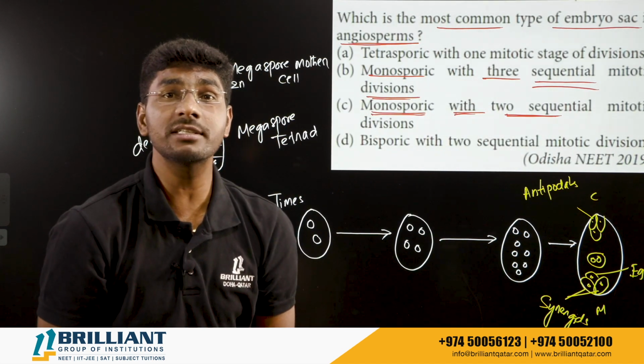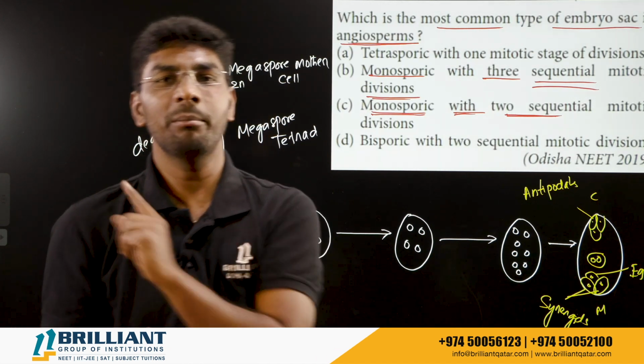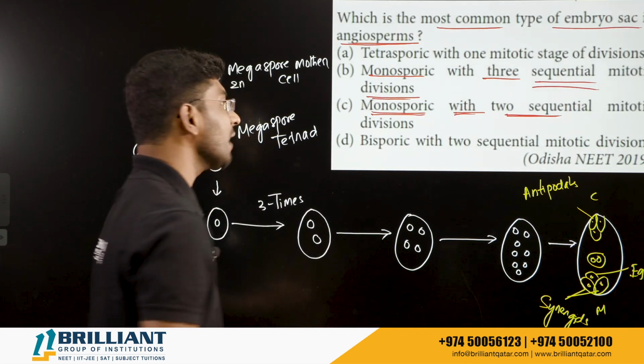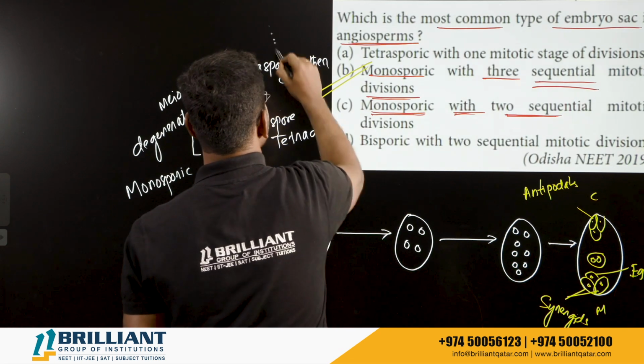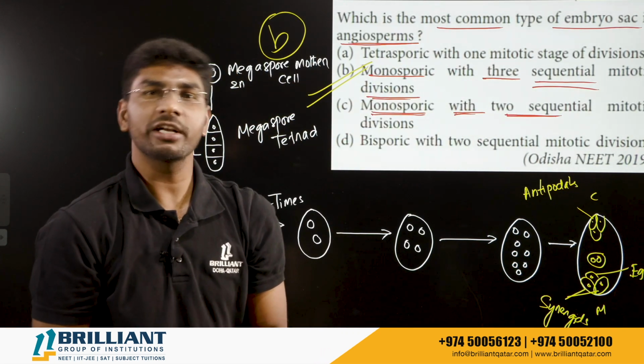So how many divisions takes place in that functional cell? 3 sequential mitotic divisions. So what is our answer? I hope you already guessed the answer. The right answer is option B. Option B is what? Monosporic with 3 sequential mitotic division.